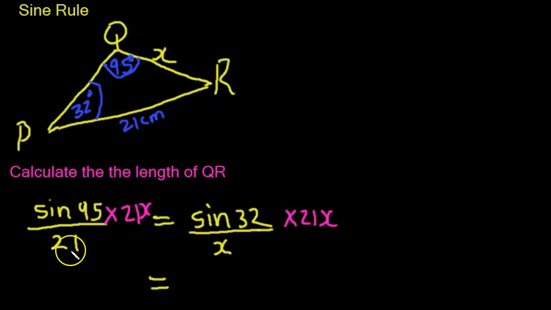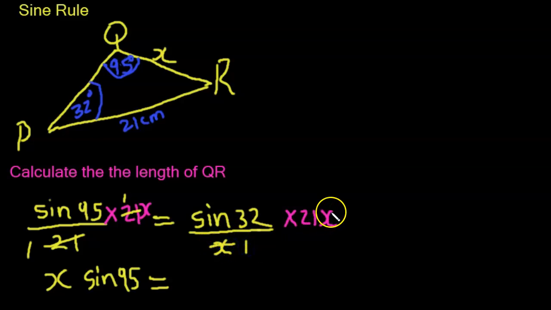Good. So what will happen? So 21 into 21. So 21 into 21. That leaves 1x, right? So what you have here is 1x times sine 95. So you'll have x times sine 95. And what you'll have here is this x into itself one time and x into that one time. So what you have is actually just 21 sine 32.